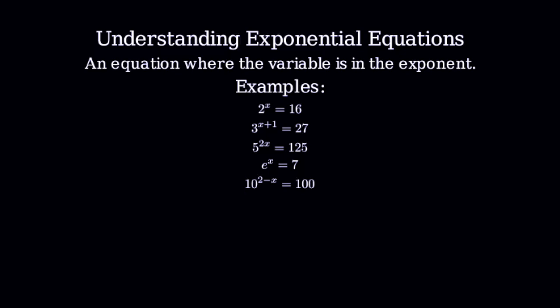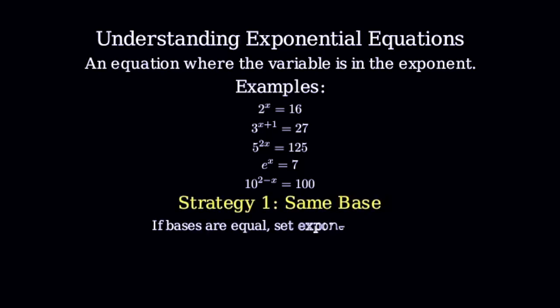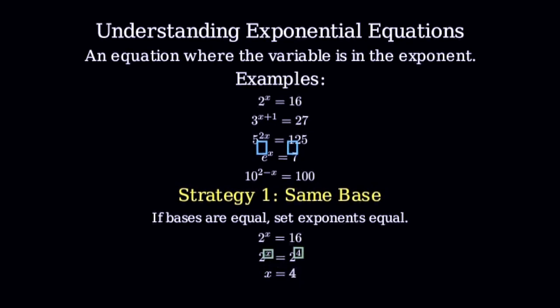Now, how do we solve these? The first strategy is used when you can make the bases on both sides of the equation the same. If the bases are the same, then the exponents must be equal. Let's take our first example. 2 to the x equals 16. We know that 16 is the same as 2 raised to the power of 4. So, we can rewrite the equation as 2 to the x equals 2 to the 4th. Since the bases, which are both 2, are the same, we can simply set the exponents equal: x equals 4.